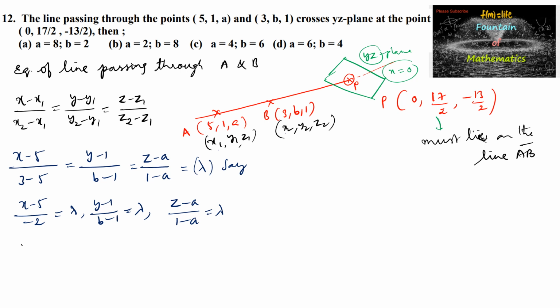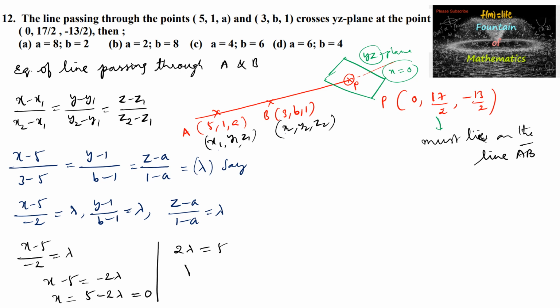So let us assume that (x minus 5) upon minus 2 is equal to lambda, that is x minus 5 is equal to minus 2 lambda, or x is equal to 5 minus 2 lambda, which must be equal to 0 since the x coordinate will be 0. So 2 lambda is equal to 5. So lambda value is 5 by 2. So we got the value of lambda as 5 by 2, and now the y coordinate: (y minus 1) upon (b minus 1) is equal to lambda, which is 5 by 2.